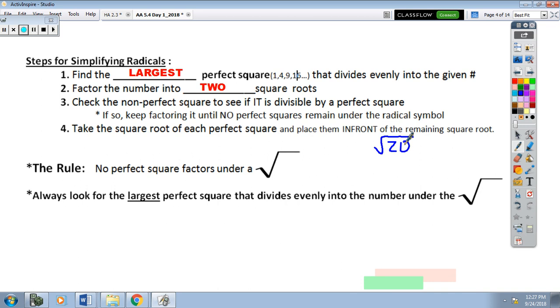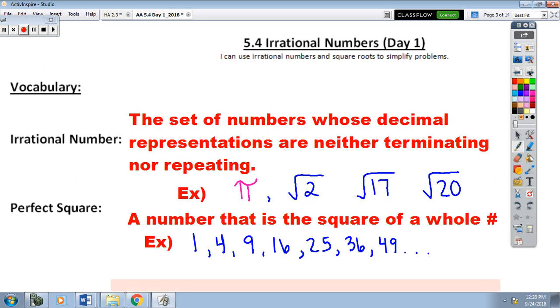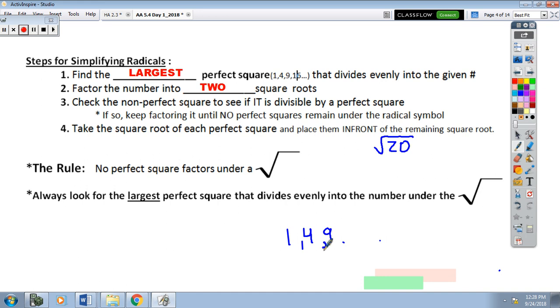So the square root of 20. You want to break it into the largest perfect square. So I would never break this into 2 and 10, even though 2 times 10 is 20. 2 is not a perfect square, and 10 is not a perfect square. So we're thinking of that list that we had up there, 1, 4, 9, etc. So 4 would be the largest perfect square that goes in evenly. So you would break this up into the square root of 4 times the square root of 5.